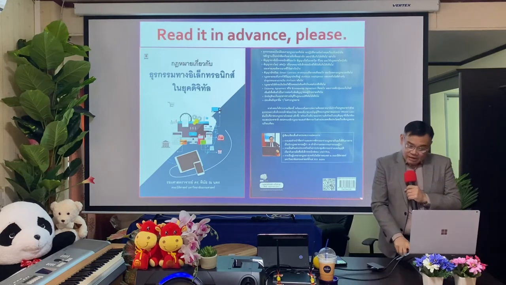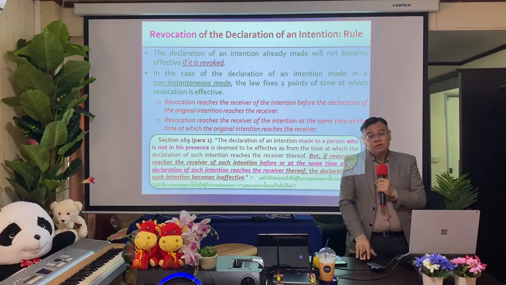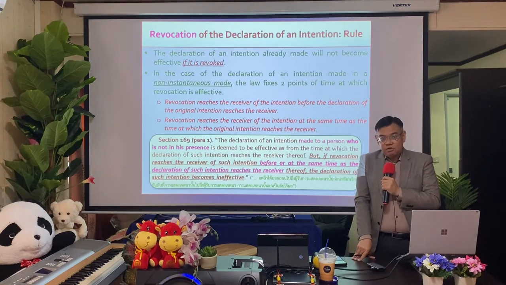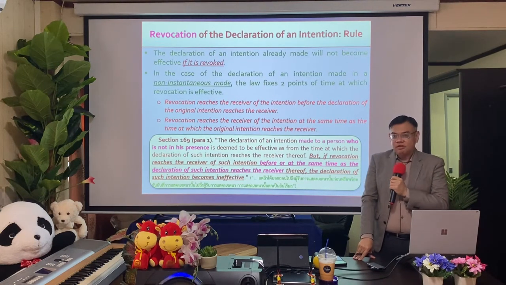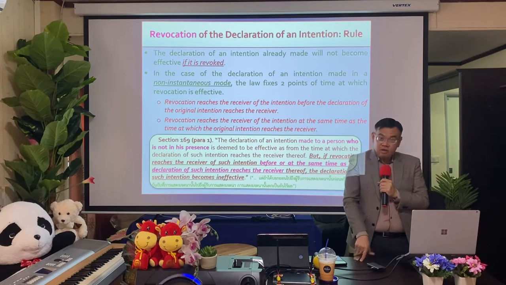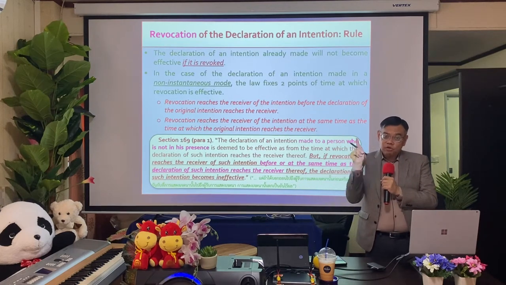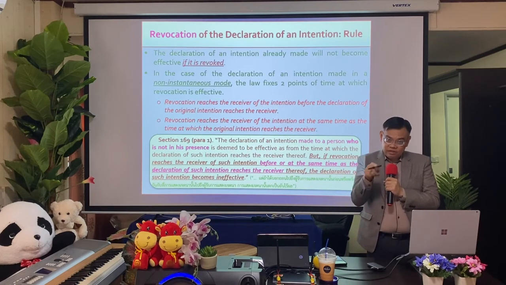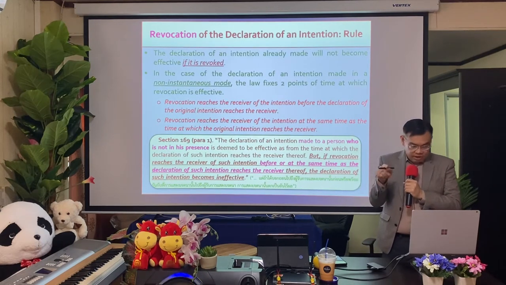Now we are going to continue our lecture on the effectiveness of the declaration of an intention, continuing from our previous lecture, the lecture in the first half today.